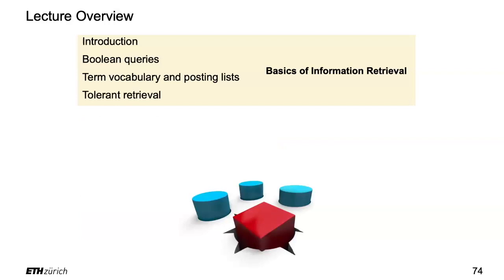We will also look at tolerant retrieval in the sense of spell checks. You already notice if you make a mistake in a search engine, it already suggests corrections. Sometimes it might even correct it without asking. So how is this done? This is what we are going to cover in tolerant retrieval, right?